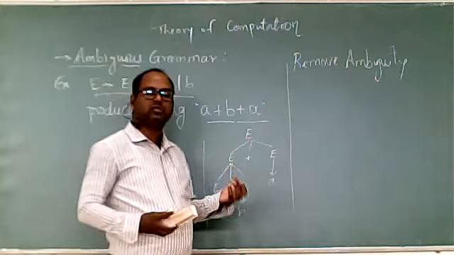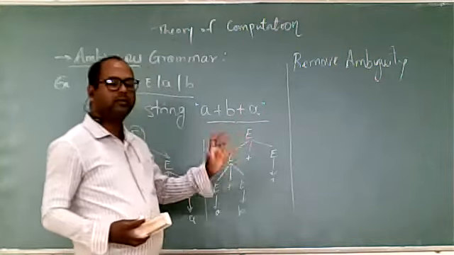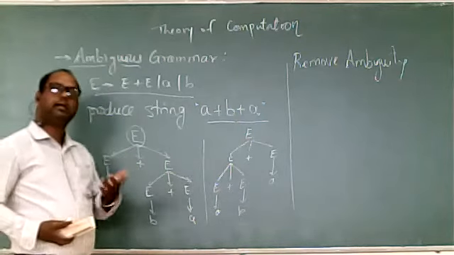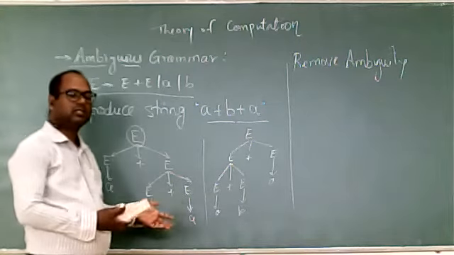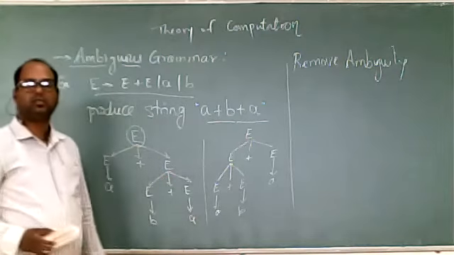As we know, TOC is all about logic and assumptions. So we'll try to remove the ambiguity with the help of some logic. But that logic may change according to the grammar. For some ambiguous grammar, we may use one logic; for another grammar, we may use another logic.